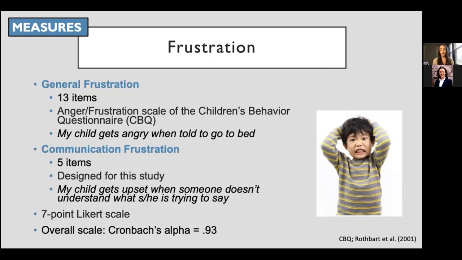An additional 5 items were added specifically designed for this study to measure children's frustration in communication situations. For example, my child gets upset when someone doesn't understand what he or she is trying to say. Parents rated how likely their children were to display particular behaviors on a 7-point Likert scale. The full scale had a Cronbach's alpha of 0.93, which is comparable to the psychometrics of the original scale.